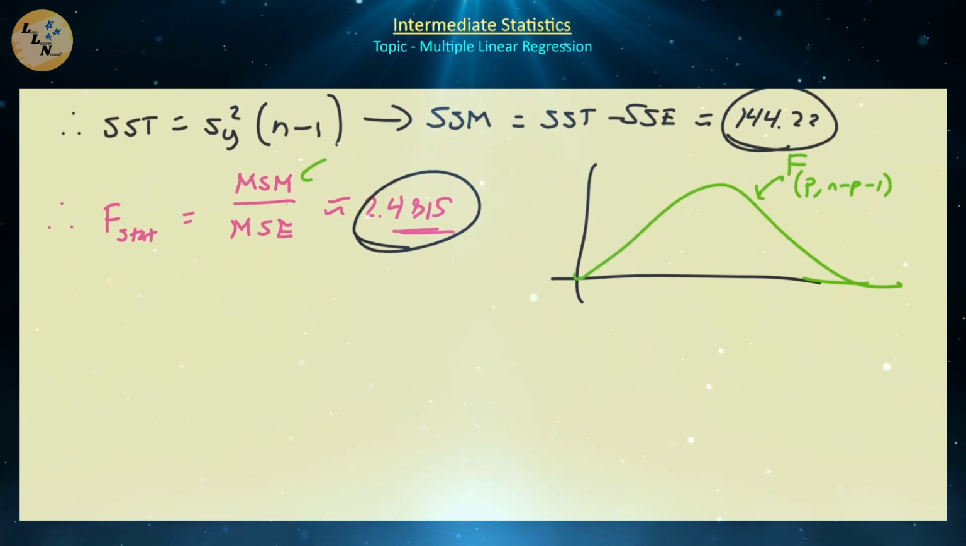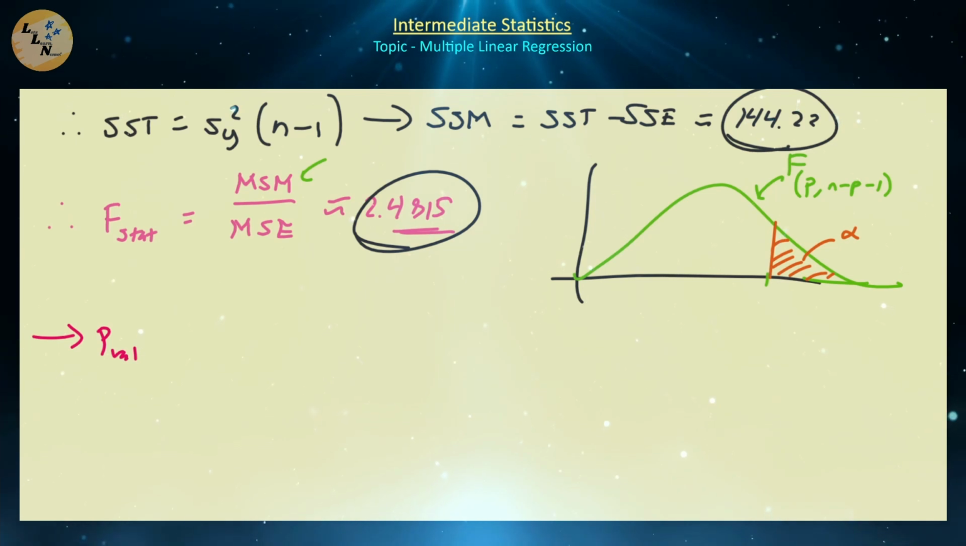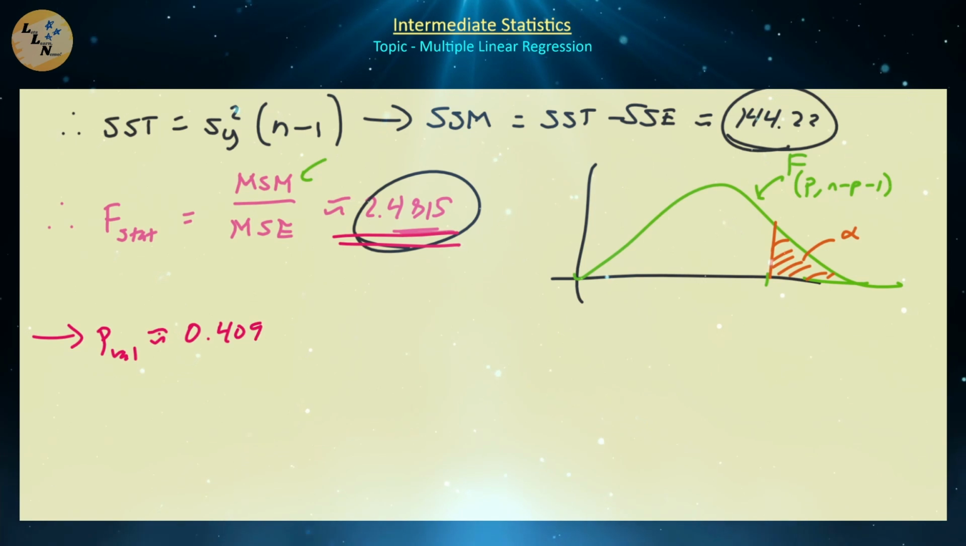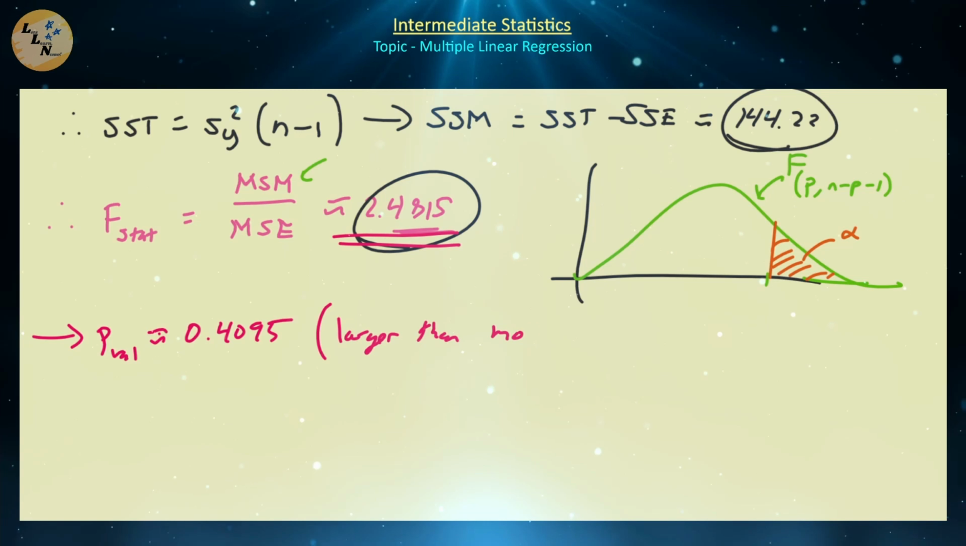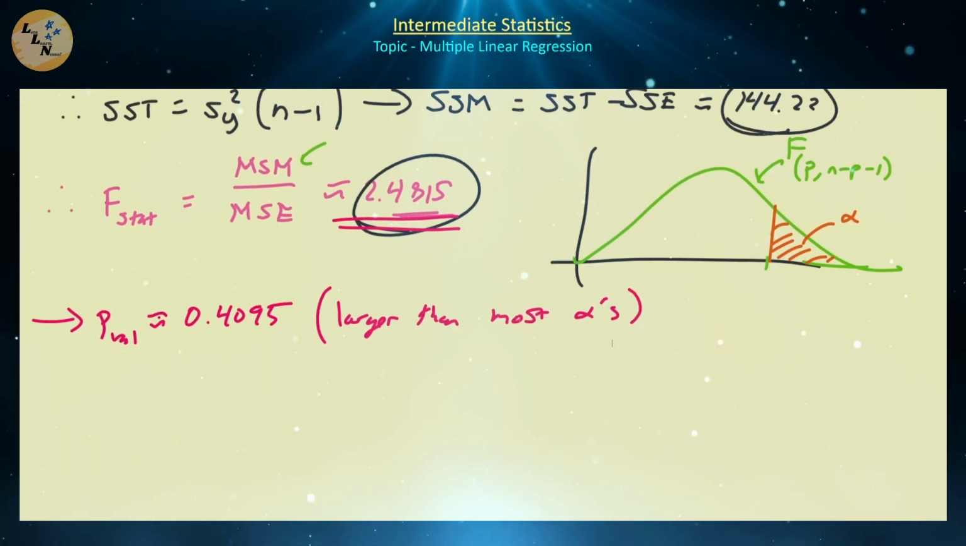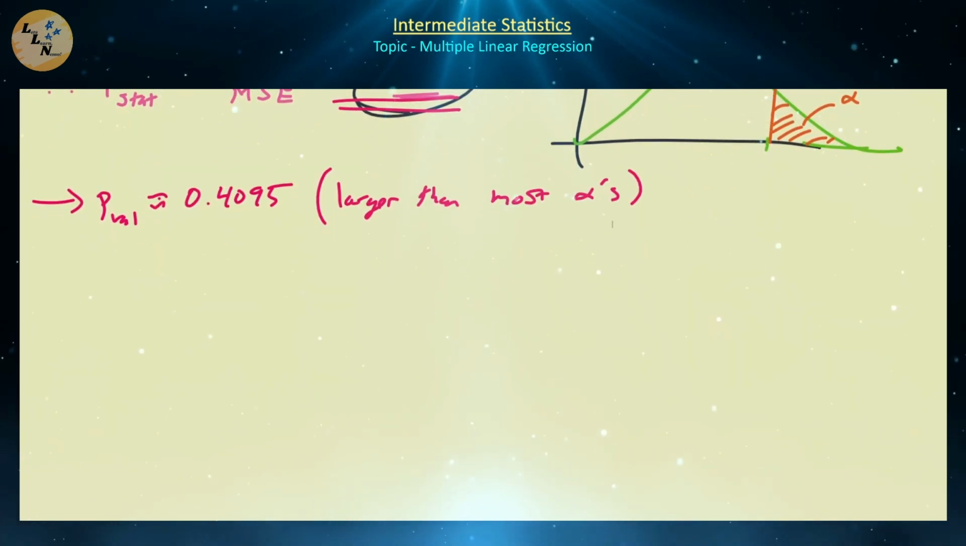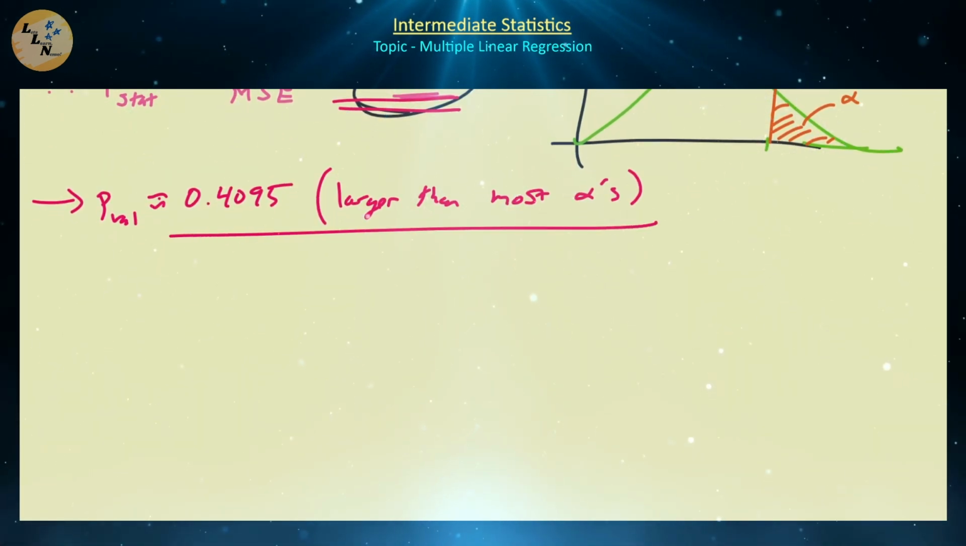And this is going to be a one-tailed test, so our alpha region is going to be located in that right tail. Right? One can show that the p-value of getting our test statistic 2.4815 or something more in favor of the alternative hypothesis is approximately equal to 0.4095. And this is typically larger than most alphas that people choose, especially those of you who always love to choose 5% as your alpha. But even if you choose, for example, 20%, it still has the same exact conclusion.